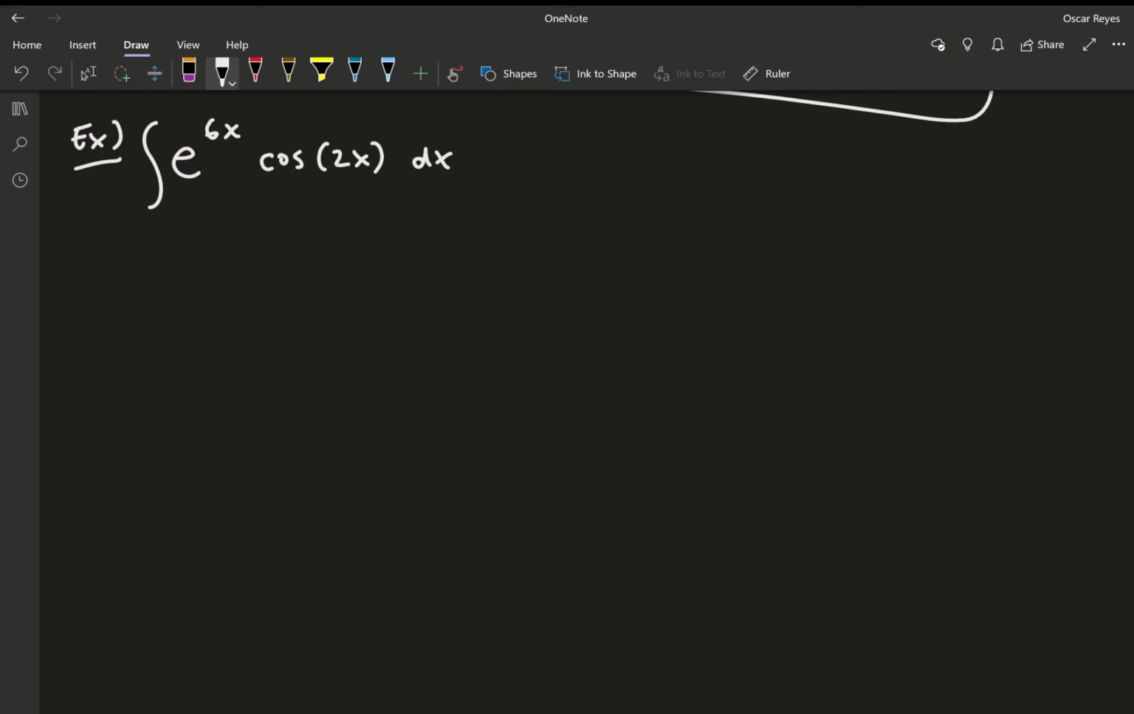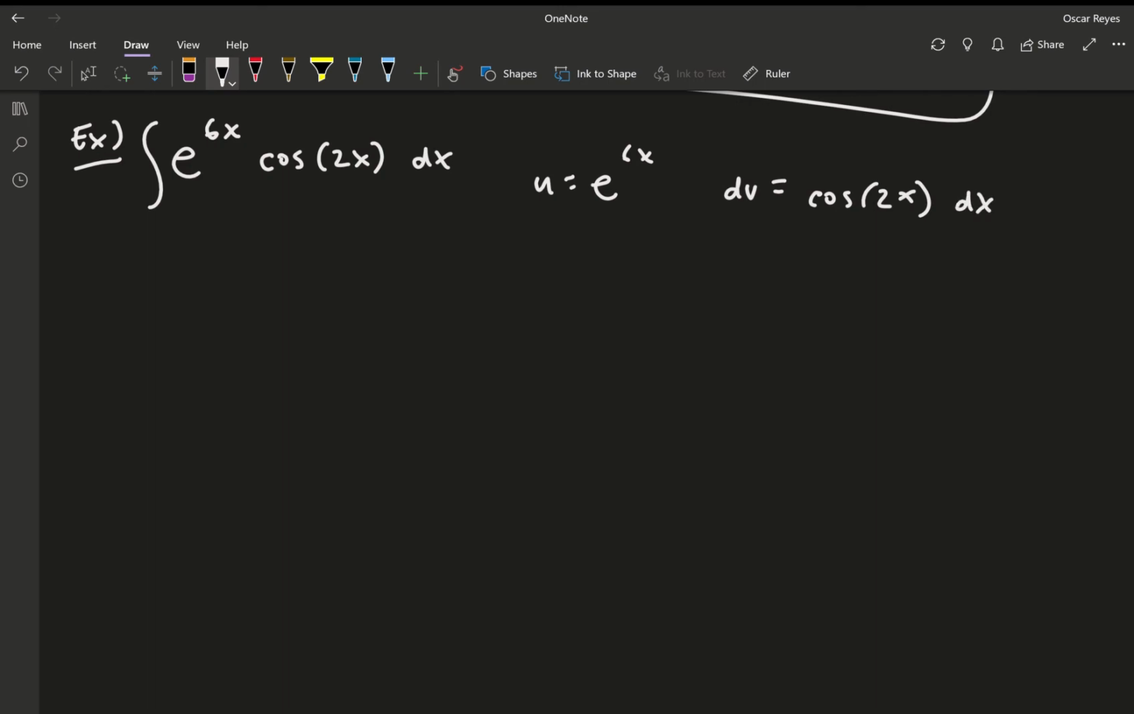In this case, it's cosine of 2x. A lot of us know the derivative or the integral of cosine of x. So in this case, I would say the best option is to set u equal to e to the 6x. dv is going to equal cosine of 2x dx.